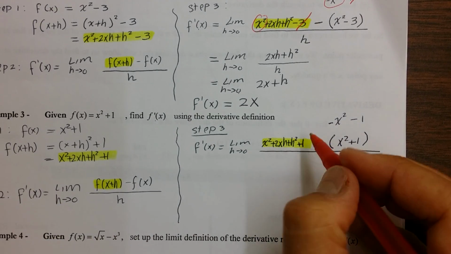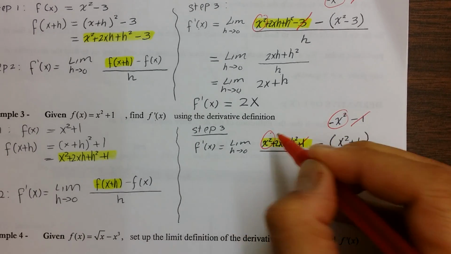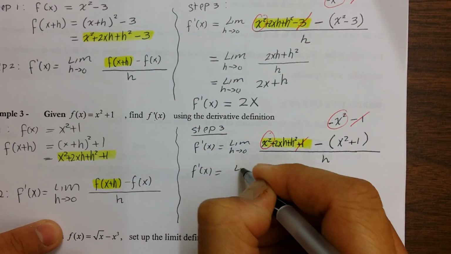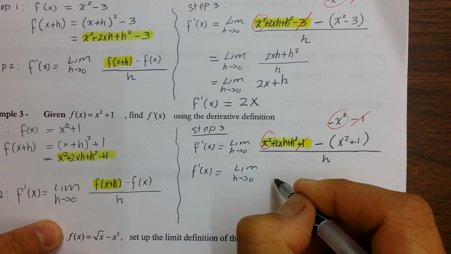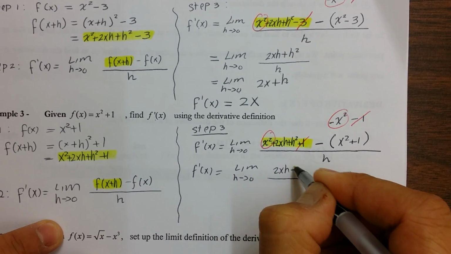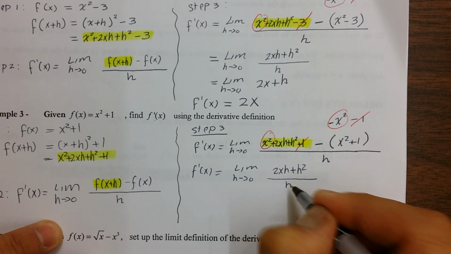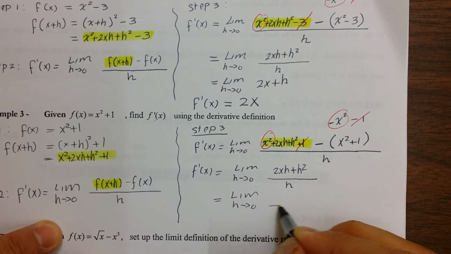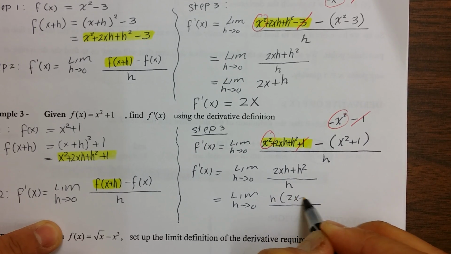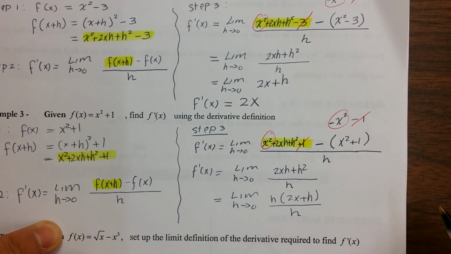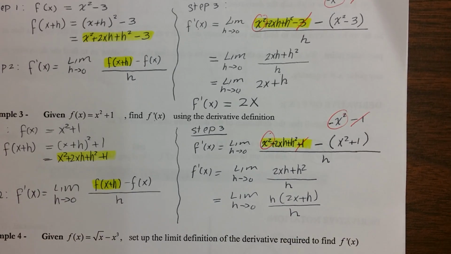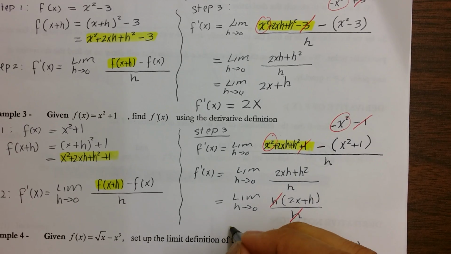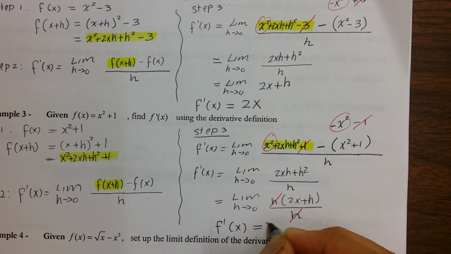Things are going to cancel out. So like this one will go away, these guys will go away, as you can see. So what do you have left? You got something that looks like this: 2xh plus h squared over h, right? You now factor out an h in the numerator so that you can cancel it with the h from the bottom. It makes it a lot easier to take the limit. Like that, they go away. What are you left with? 2x. Good. f prime of x is equal to 2x.